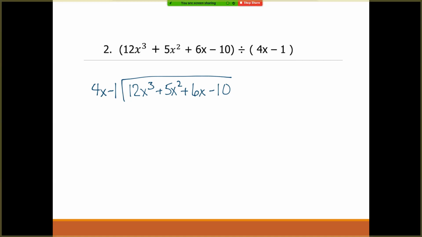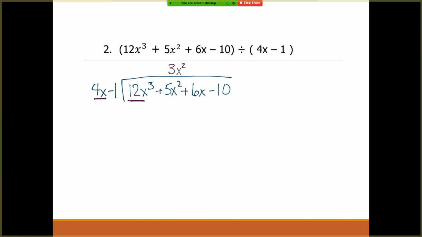So to start off, we have to figure out what we have to multiply the first term by to get the first term inside. So I've got to figure out 4x times what will give me 12x to the third. So 4 times what gives me 12? 3. X times what will give me x to the third? How many x's are missing? 2. So 3x to the second power goes on top.